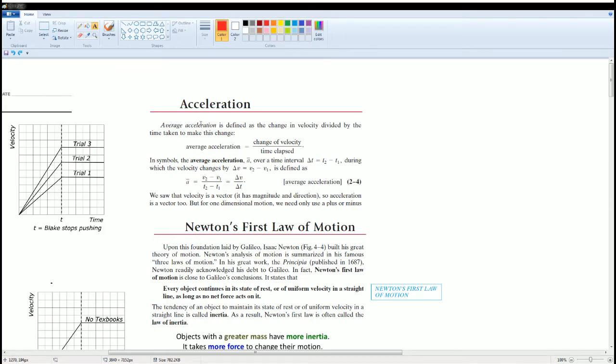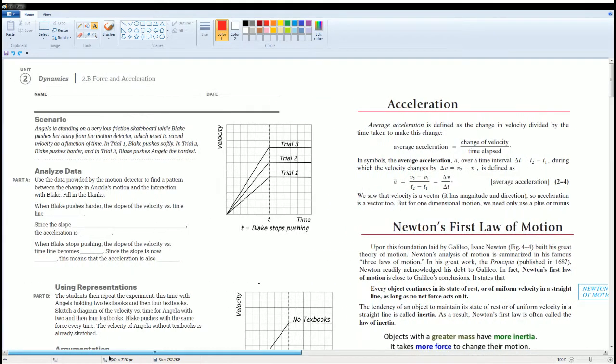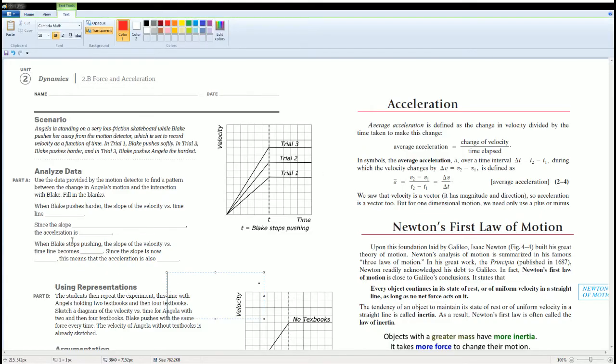Acceleration. The idea of average acceleration comes from the change of velocity over the change of time. You could take the average from the slope. So the slope is the change of y over the change of x. Acceleration would be the change of v, velocity, over the change of time. Using that idea, each one of the slopes in the velocity versus time graph represents the acceleration.